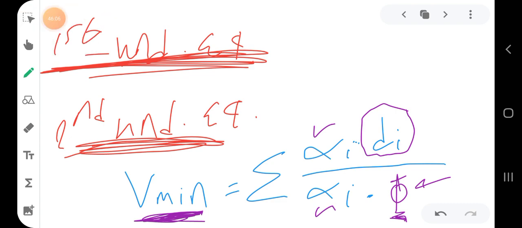So we need the help of the first Underwood equation. We seek help from the first Underwood equation that helps us determine this value of phi. That's why I started in vice versa. I start from the second Underwood equation, then I'm going all the way back to the first Underwood equation.